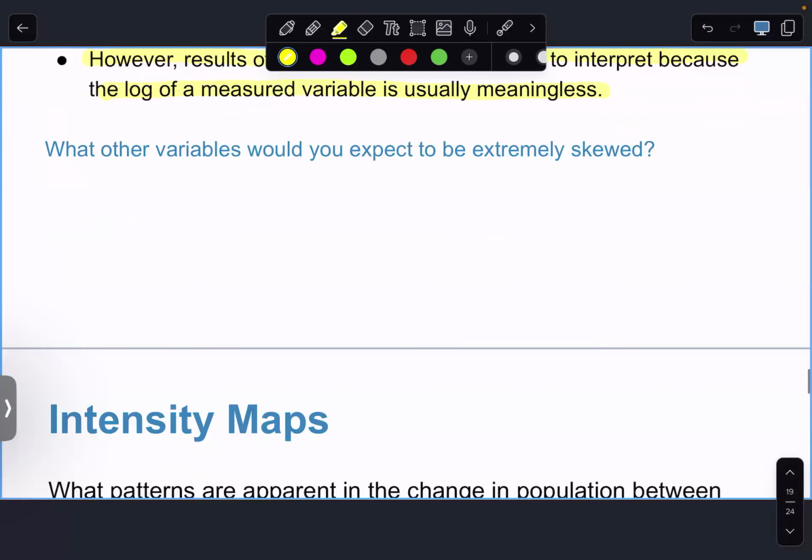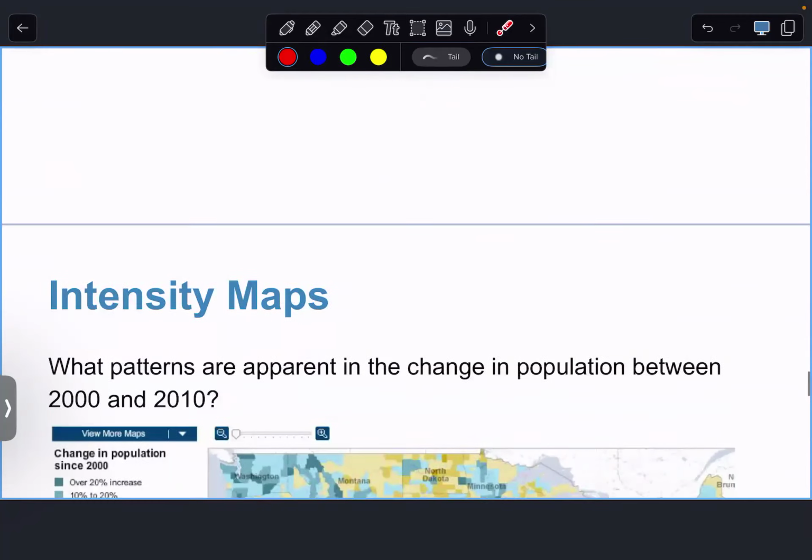What other variables would you expect to be extremely skewed? I don't know, income, right? We've talked about those skewed distributions.